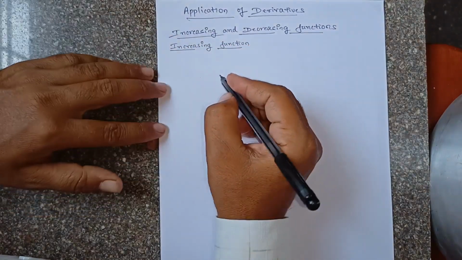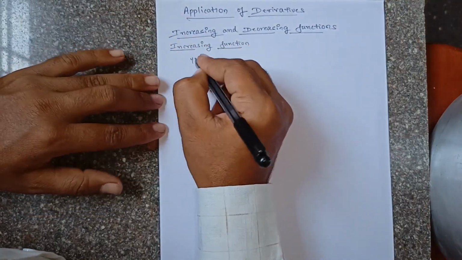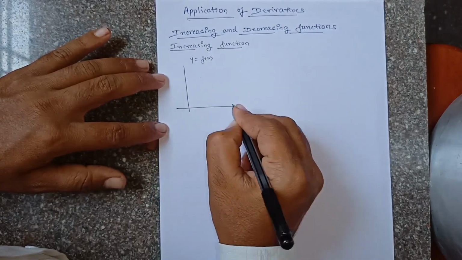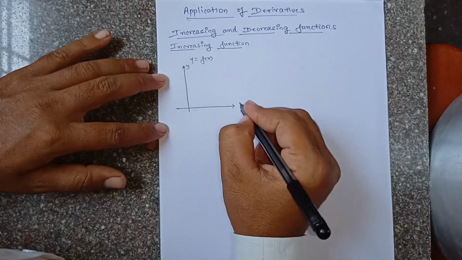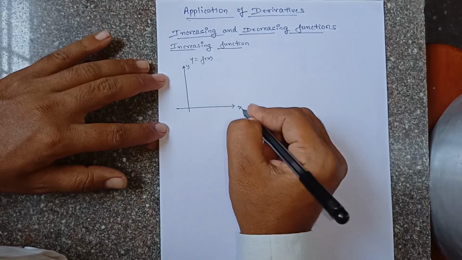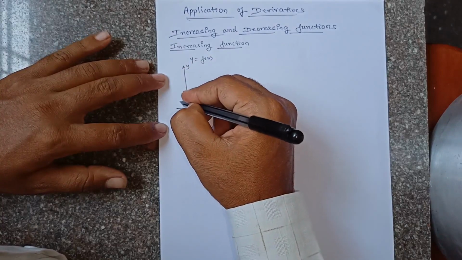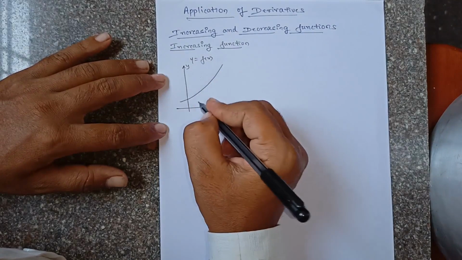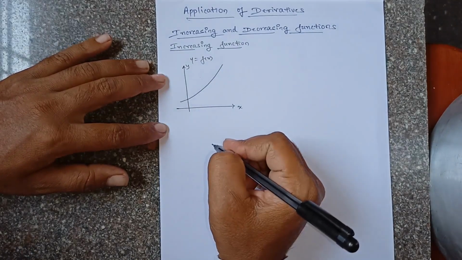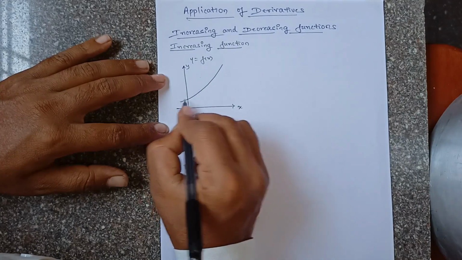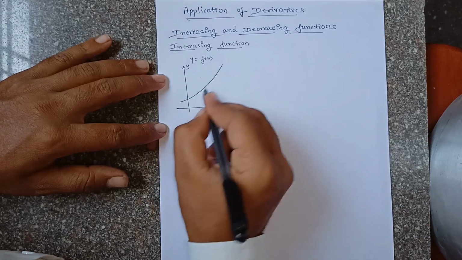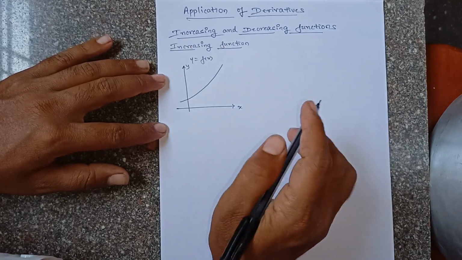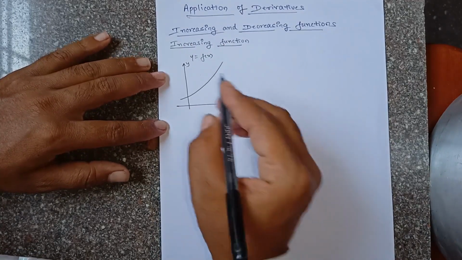See, suppose there is a curve y is equal to f of x, having the curve like this. It is the y-axis, and it is the x-axis. If you draw the curve y is equal to f of x, it is in this shape. Means while moving from left to right, if you are moving up, it is an increasing function. In simple words, we can say. And how will we explain it analytically?